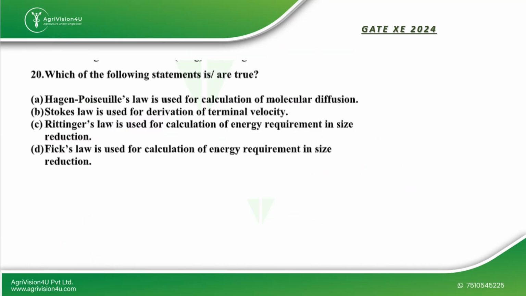Which of the following statement is true? So option number first, that is Hagen-Poiseuille's law, is used for the calculation of molecular diffusion. So this is incorrect. Why? Because this Hagen-Poiseuille's law, basically this describes the laminar flow of a fluid through a cylindrical pipe. It is not related to the molecular diffusions. So better we can say that it is for Fick's law of diffusion.